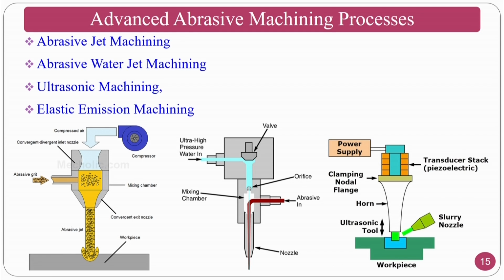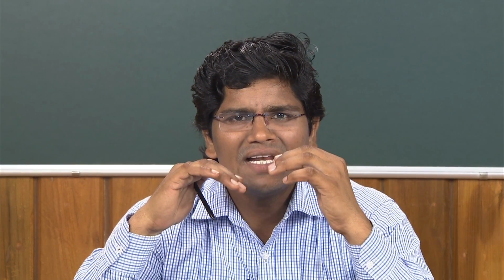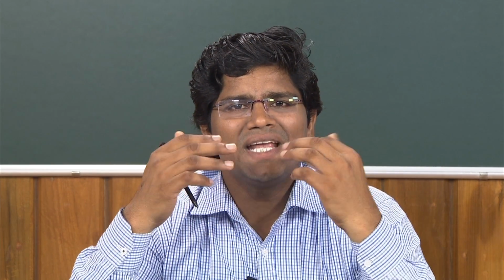As I said in the previous slide, in abrasive jet machining, we take the assistance of air to give the velocity to the abrasive particle, whereas in abrasive water jet machining, we take the assistance of water to give kinetic energy to the abrasive particle to hit the workpiece. The beauty of abrasive water jet machining compared to abrasive jet machining is that the confinement of the jet will be much better, because in air the divergence is one of the problems.